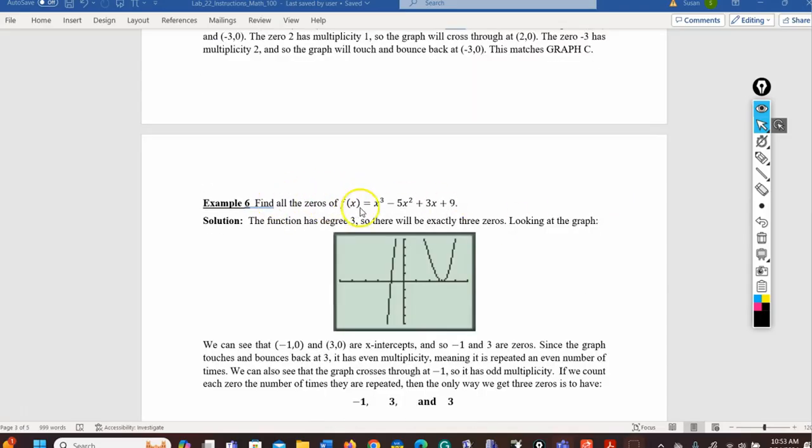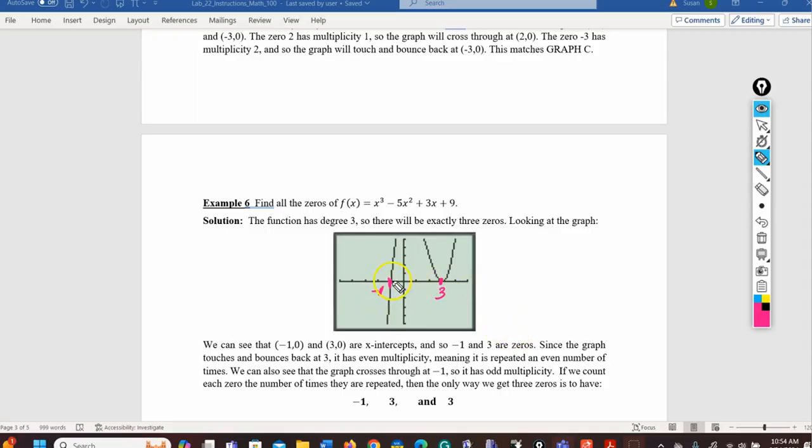Okay, so now let's find all the zeros of this. Well, our degree is 3. There will be 3 zeros. Now, if I look at the graph and graph this, I have an x-intercept at 3 and an x-intercept at negative 1.